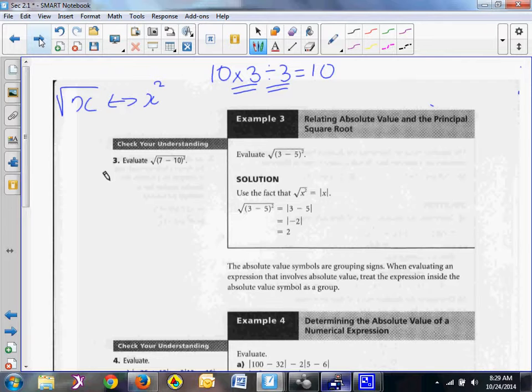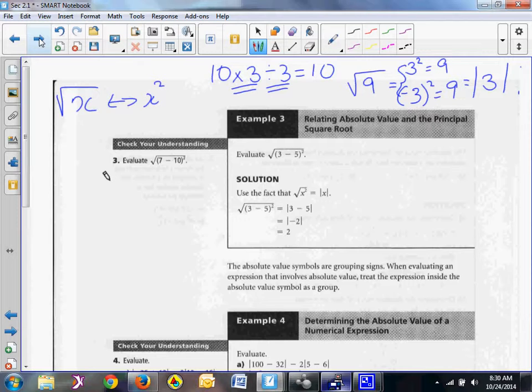The other thing I want to point out is, say we are looking for the square root of 9. The answer for that would be 3 or negative 3. Why? Because 3 squared gives us 9, and negative 3 squared also gives us 9. So instead of writing these two answers, we can actually write that the square root of 9 is the absolute value of 3. So let's use this concept to do number 3 here.